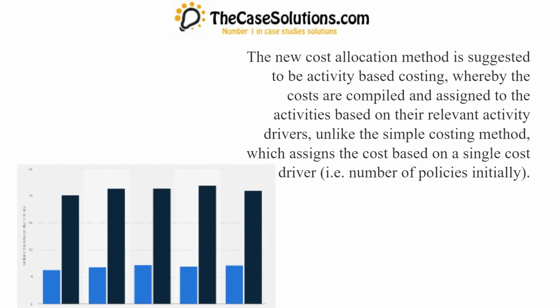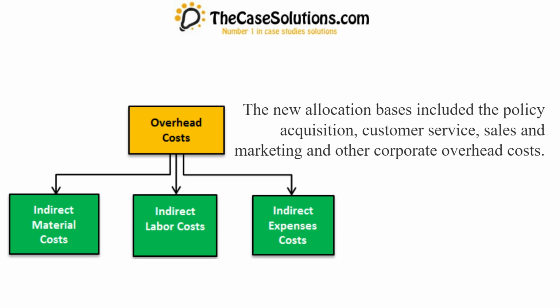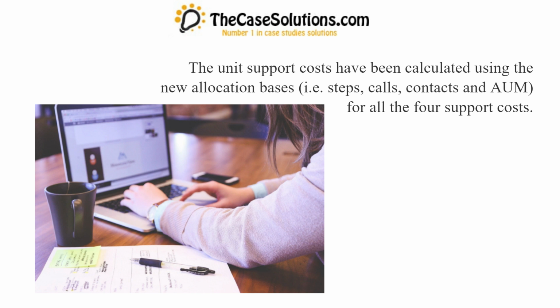The new cost allocation method is suggested to be activity-based costing, whereby the costs are compiled and assigned to the activities based on their relevant activity drivers, unlike the simple costing method, which assigns the cost based on a single cost driver, i.e. number of policies initially. The new allocation bases included the policy acquisition, customer service, sales, and marketing, and other corporate overhead costs. The unit support costs have been calculated using the new allocation bases, i.e. steps, calls, contacts, and AUM, for all the 4 support costs.